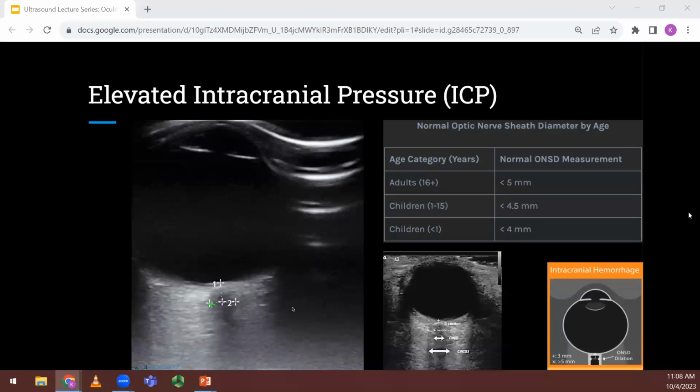So the way to do it, you're going to measure 3 millimeters down the optic nerve, and then you're going to measure the optic nerve sheath diameter. It's important to remember that you're going to measure the optic nerve sheath, not the optic nerve itself. So if you take a look at your PDF, they are actually measuring only the optic nerve. That's not what you're going to measure. You're going to measure from the gray area to the gray area, okay? And that's going to be the correct way to do it.